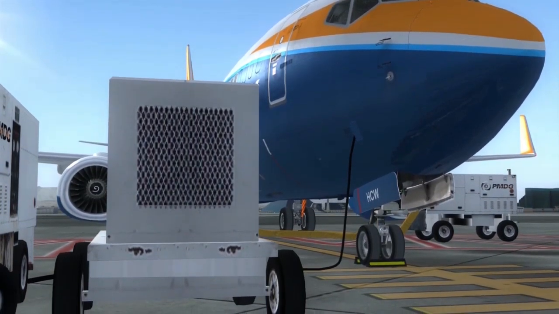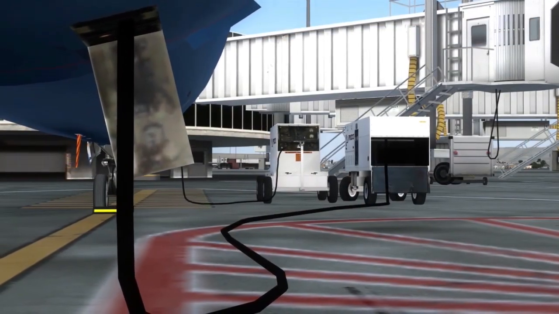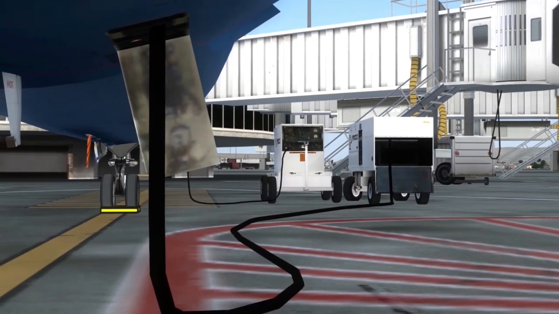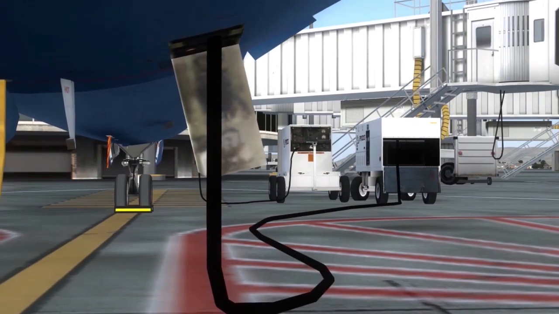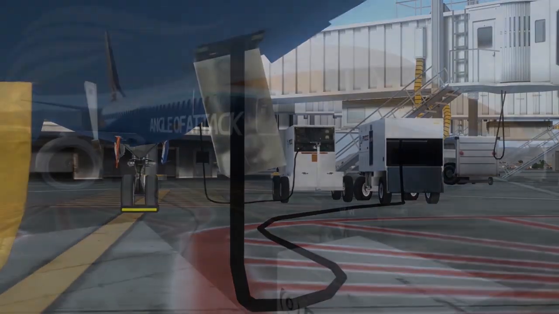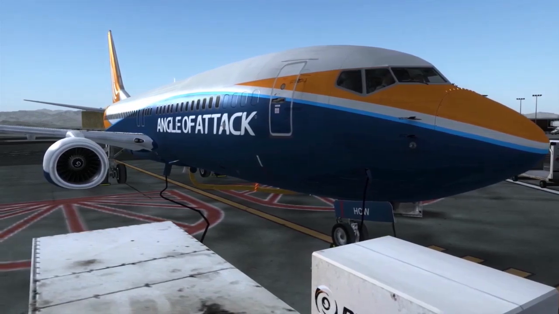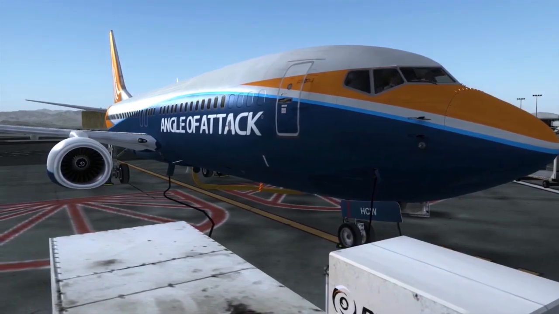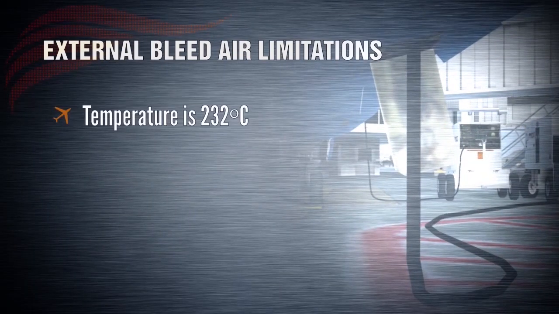The ground external air connector and its check valve do not have any form of bleed air pressure or temperature regulation. Instead, the ground power unit or power cart that supplies the external energy is responsible for delivering adequate temperature and pressure bleed air. A placard near the external pneumatic connector sets the external bleed air limitations. They are: maximum external bleed air temperature is 232 degrees Celsius. Maximum external bleed air pressure is 60 psi.